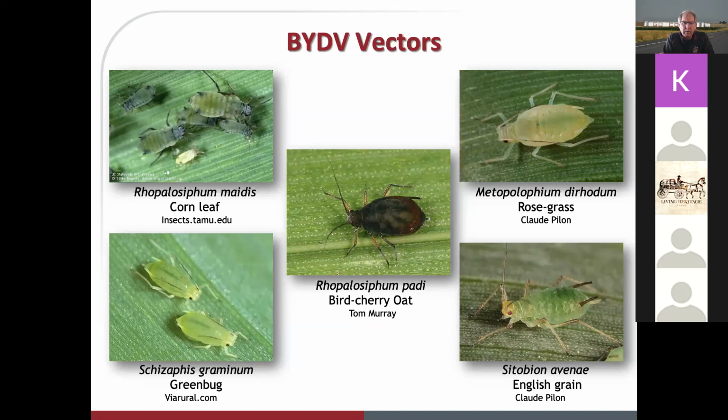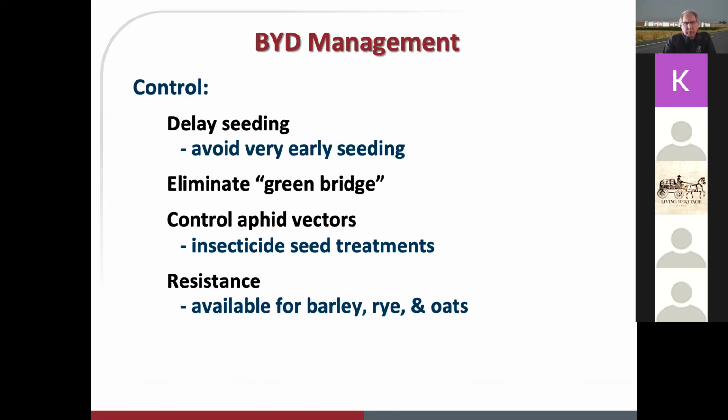So when we think about barley yellow dwarf management, we have some cultural controls, mainly seeding date. Barley yellow dwarf is the greatest risk in fields that are seeded early relative to the production area. The green bridge volunteer is also important because that serves as a host for both the virus and for the aphid vectors. Chemical control and insecticide seed treatment can be useful for controlling the aphid vectors, especially if you're in an area where you know this is common. That can limit the spread of the disease after the aphids move into the field, but it won't prevent the initial establishment of the disease.